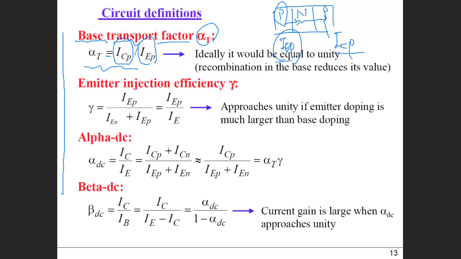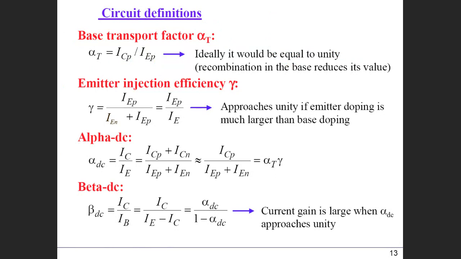Now we look at the magnitude of this value, and then define this base transport factor. Ideally, we want all the injected hole current from the emitter to reach the collector side. But again, as I mentioned in the previous slide, some of them are going to recombine within the base, so you lose those holes in the base. So that contributes some loss in the current. In the circuit definition, we define this base transport factor alpha T, and then we look at how much of this contribution from the emitter eventually leads to the collector side hole current, and then we define this alpha T value.